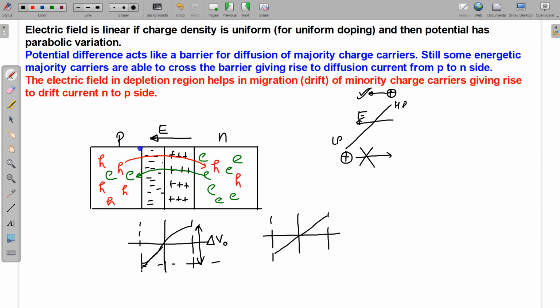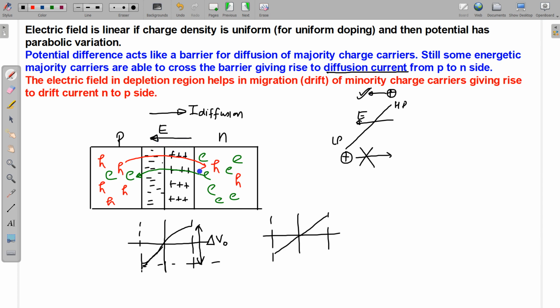So movement of majority charge carriers is known as diffusion current, and this diffusion current is obviously from P to N, because positive charge is flowing from P to N and negative charge is flowing from N to P. So there is a diffusion current from P to N. The electric field and depletion region help in migration or drift of minority charge carriers. As I said, this potential barrier is a barrier for this kind of motion of positive charge, but not for this kind of positive charge.